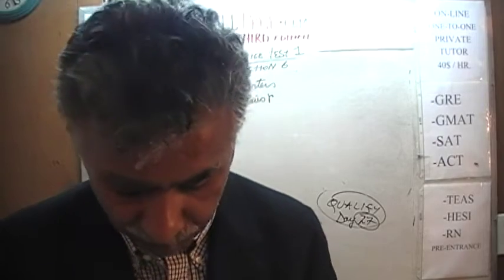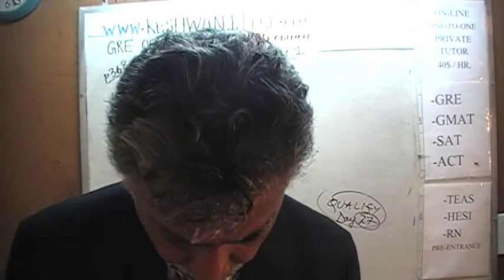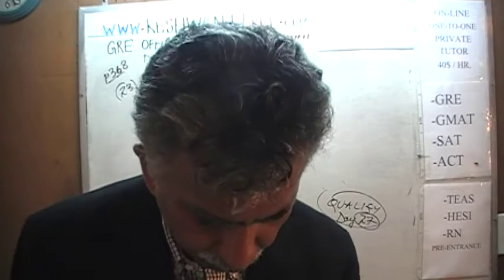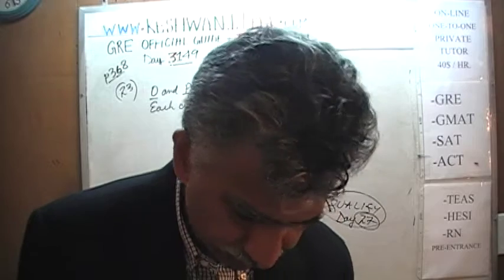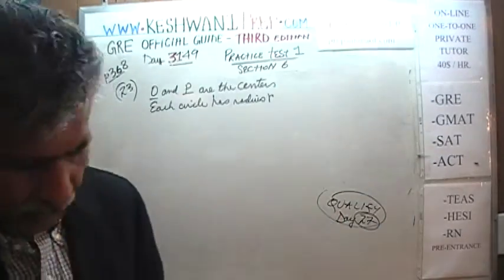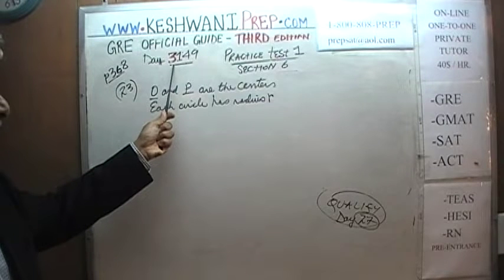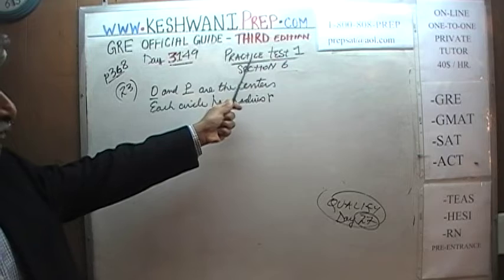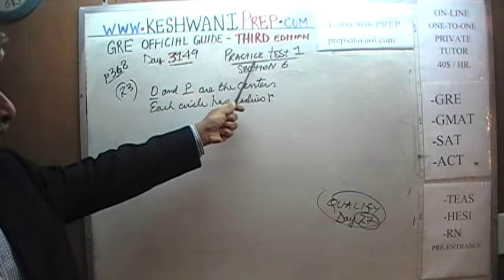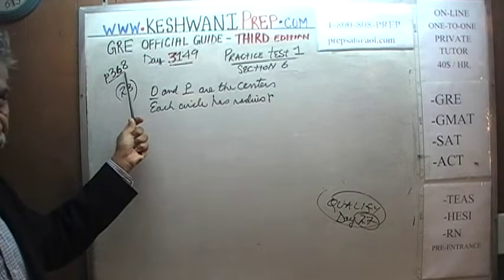Today is our lesson number 149. Day number 149. Day 3149. The 3 is to signify the fact that we are in the third edition. Third edition, day 149. We are in the process of solving problems from the practice exam, practice test number 1, that you will find at the very end of the book on page number 368.